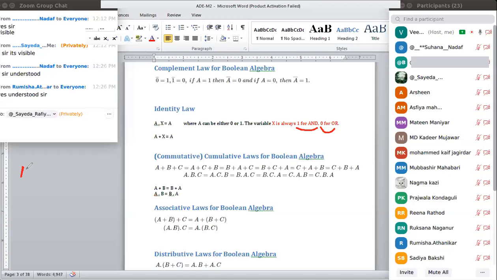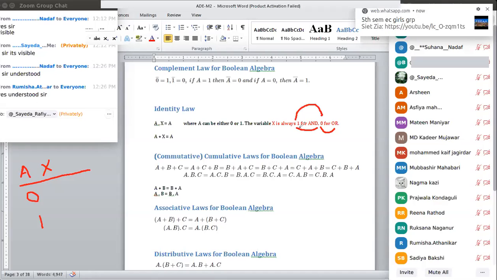Now, I will write A here. I will write x here. Okay. How will we get the output? Say this is 0, this is 1. Now let us take the first condition. The x is always 1 for AND operation. Now let us do AND operation. 0 dot and 1 dot. This x should be 1 for AND operation. I will write 1 here and 1 here.